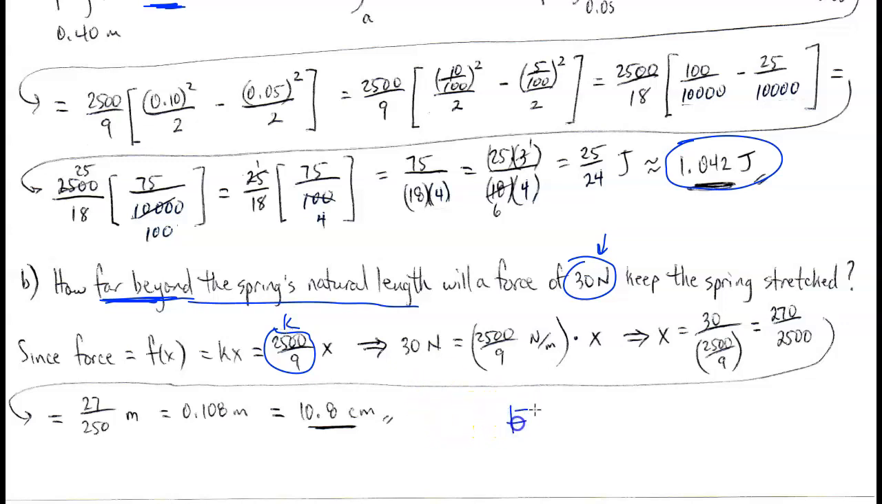So we have force. Force is equal to k times x. What we need to find out is what x is. So here we let f of x equal k times x, plug that in. We know that f of x is going to be 30 in this case, and just rearrange it to find out what x is. And we see that we get 10.8 centimeters.